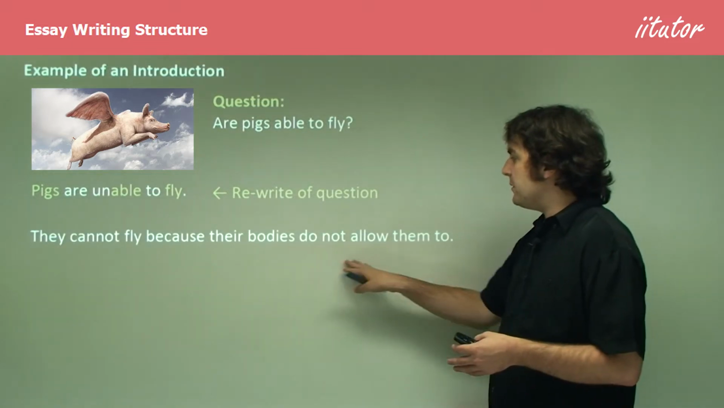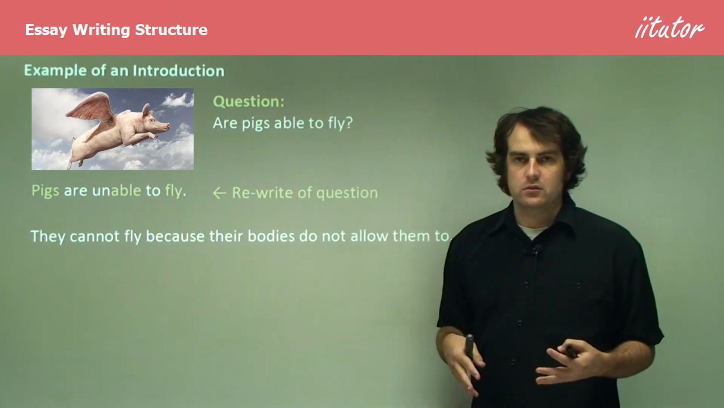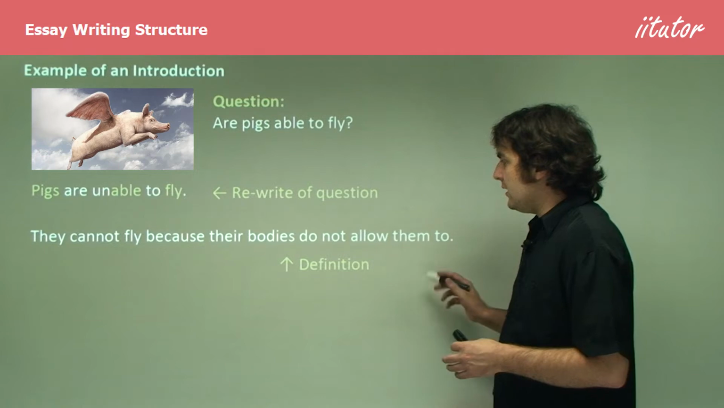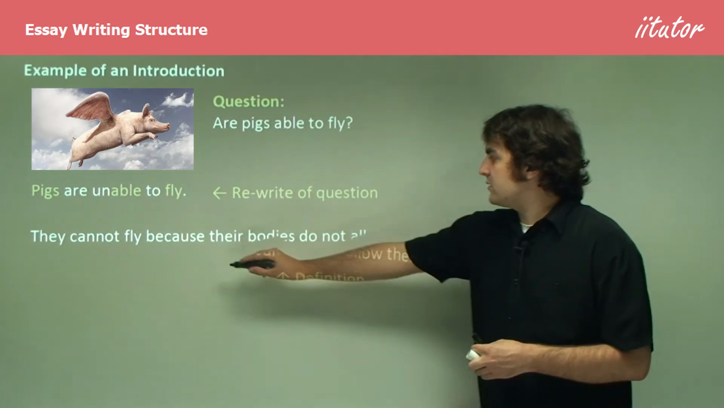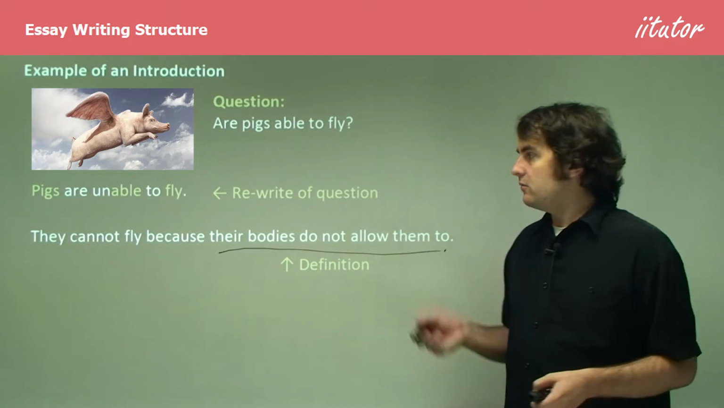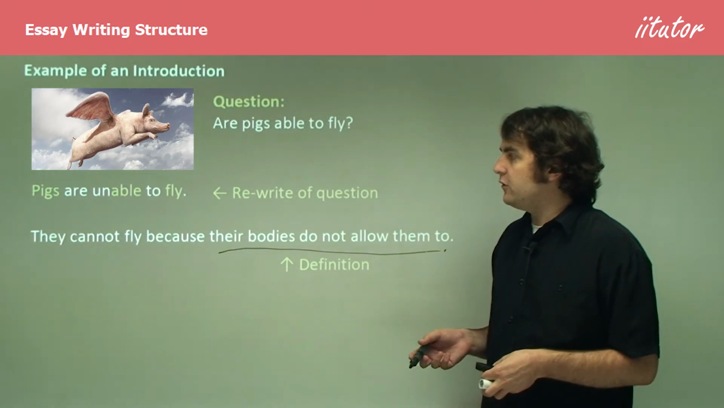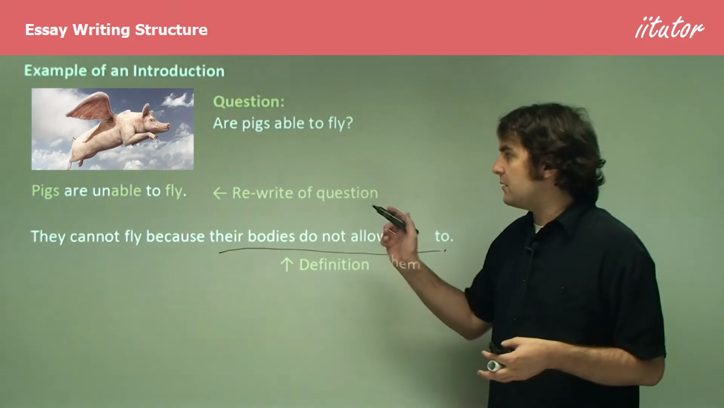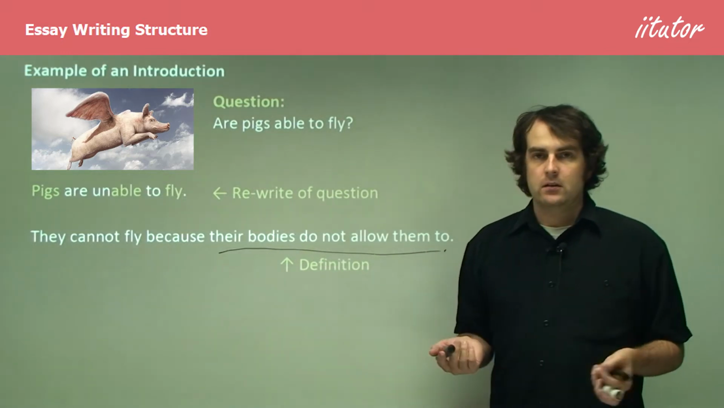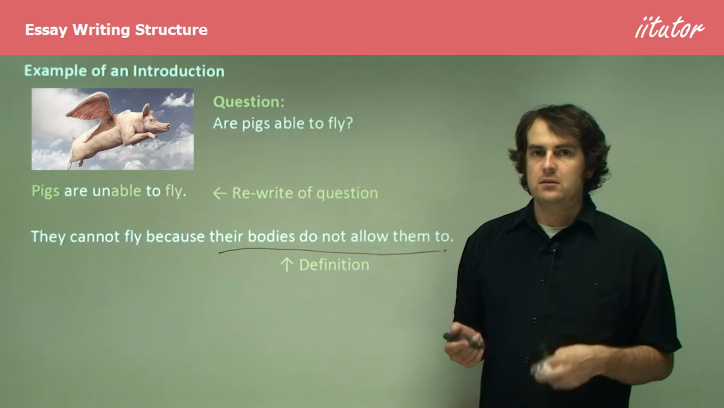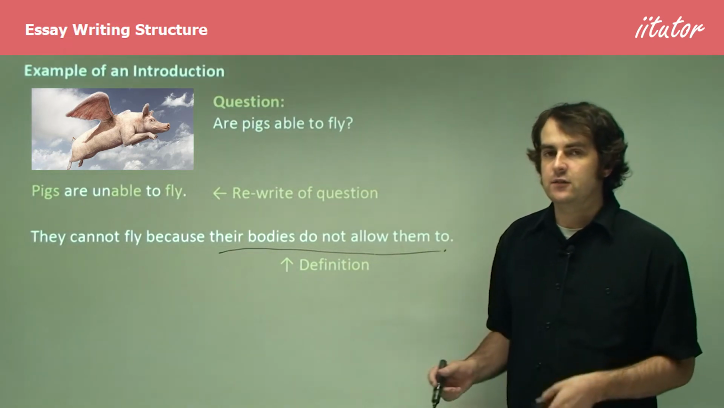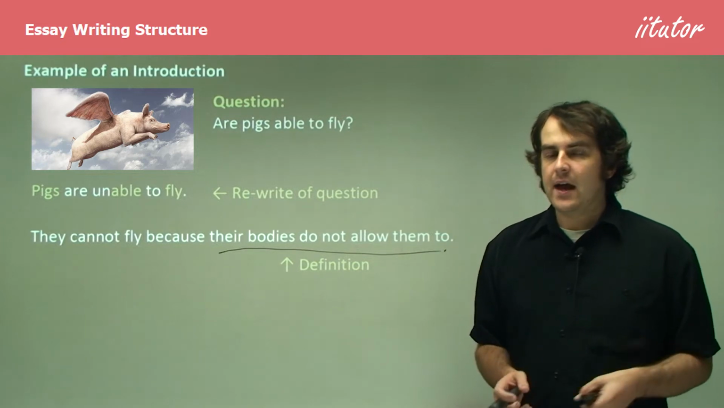They cannot fly because their bodies do not allow them to. So this here is our definition, which means our entire essay, our entire point will be on this argument because their bodies do not allow them to. So it's a simple one-sentence answer. If you were to write it as a one-sentence answer, you would say pigs are unable to fly, comma, because their bodies do not allow them to. All right, just makes it a nice clear opening and it makes it very, very clear from the beginning what you're talking about. Especially, as I said, if you've got something a little bit complicated and a little bit hard to explain.